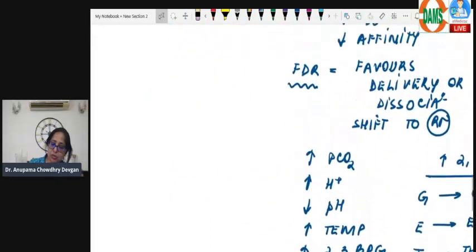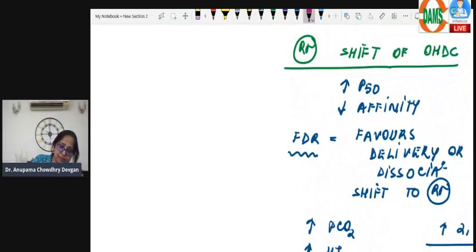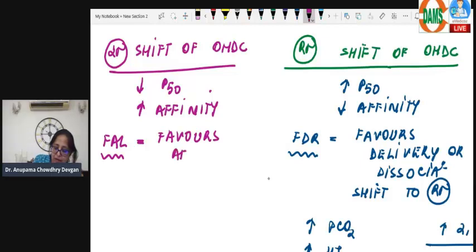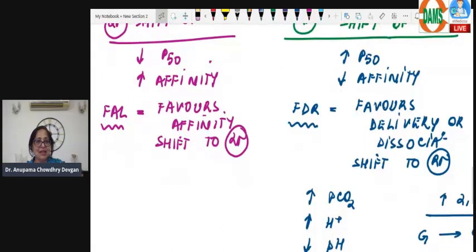Next, let's see what are the conditions which will cause a shift of the curve to the left. Left shift of the oxygen hemoglobin dissociation curve means decrease in P50 and an increase in affinity. And remember this as FAL. What is FAL? Favors affinity, a shift to left. Right, FDR: favors delivery, favors dissociation. FAL: favors affinity, favors association. Shift to left.